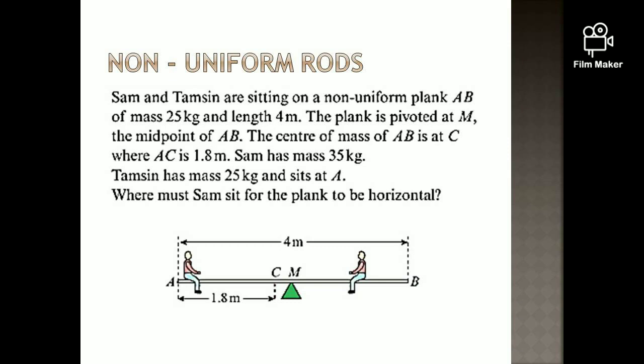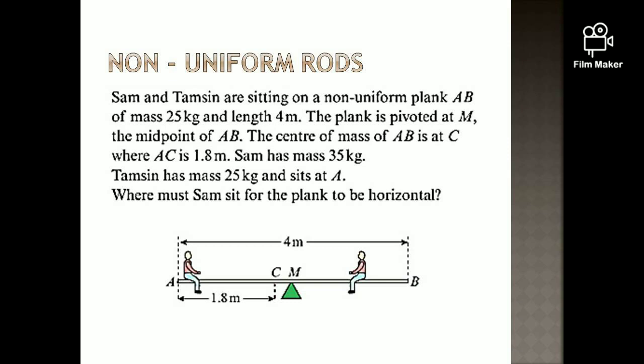The center of mass of AB is at C. Yes, children, now they have given the point of the center of mass in this question, where AC is 1.8. Therefore, you can mark the weight 25 into G at the point C, which is 1.8 meters from A. Sam has a mass of 35 kilograms. Tasmin has a mass of 25 kilograms. He sits at A, so you can mark from A downwards 25 into gravity.